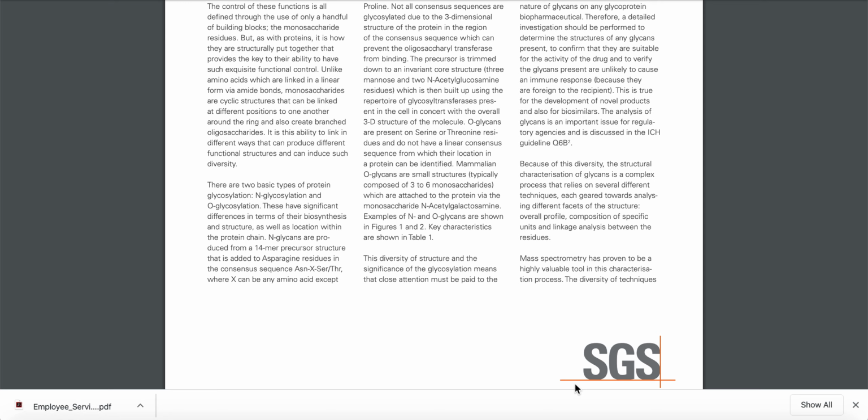O-glycans are present on serine or threonine residues and do not have a linear consensus sequence from which their location in a protein can be identified. Mammalian O-glycans are small structures.